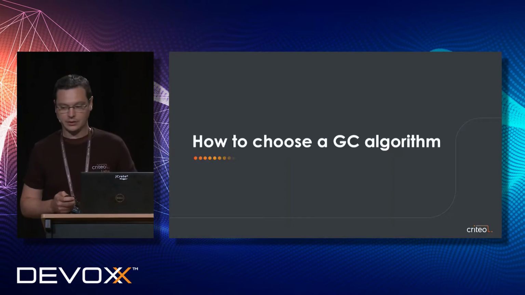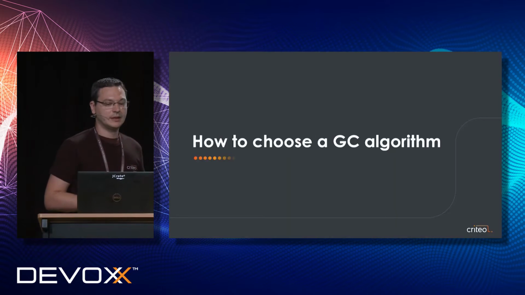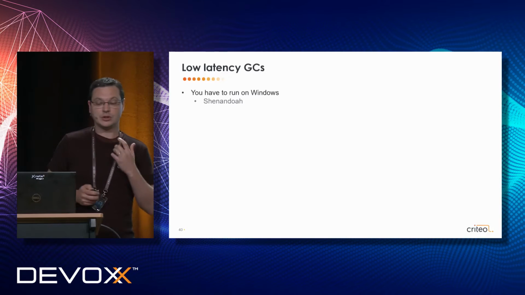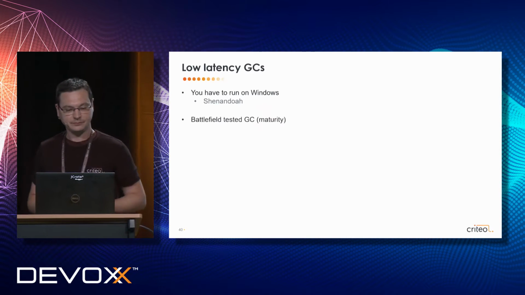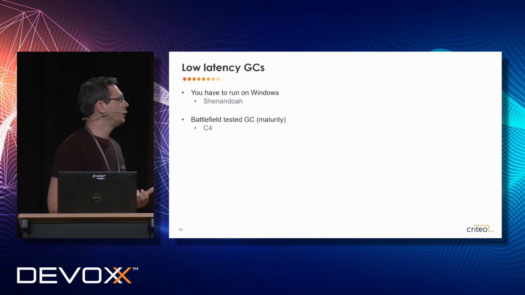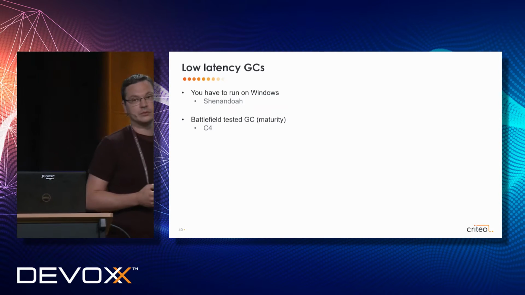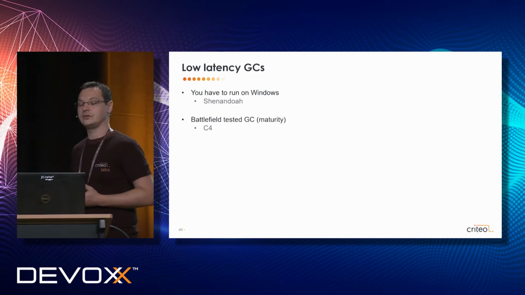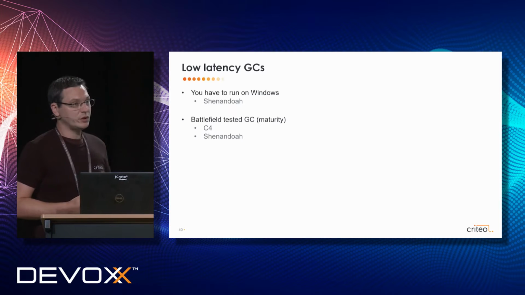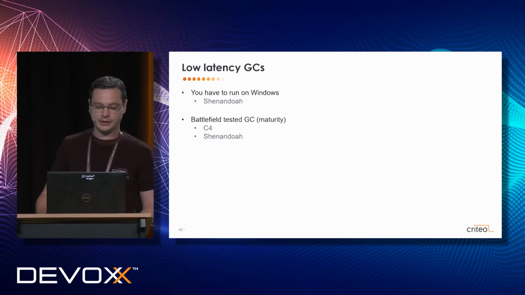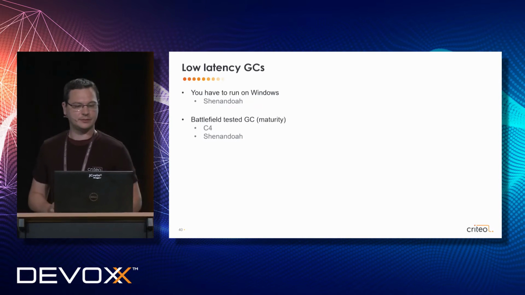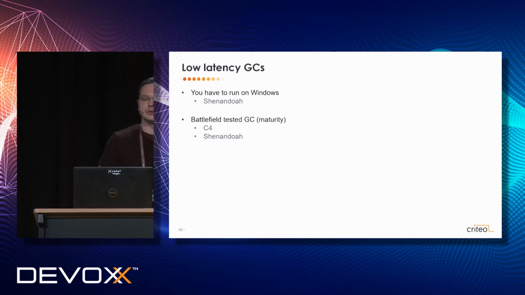So how do you choose from those GC algorithms? If you have to run on Windows, there is one choice, actually, Shenandoah. If you want a battle-tested GC that is very mature, you can use C4. I'm using C4 since 2012 in production. Shenandoah is also production ready, a little bit less than C4, but still production ready.